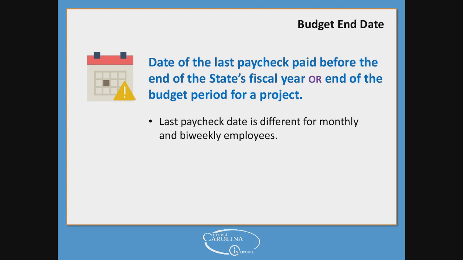For biweekly employees, we get paid every other week, and it doesn't neatly fall at the end of the month. So when we're talking about the date of the last paycheck before the end of the fiscal year, for biweekly employees, that's the date of the last paycheck that's actually paid during the fiscal year. So it's actually paid out before the fiscal year ends. The system is going to calculate through that date, so it's actually the end of that pay period that's going to get paid. I know there's a lot to chew on, so we're going to go through that again.